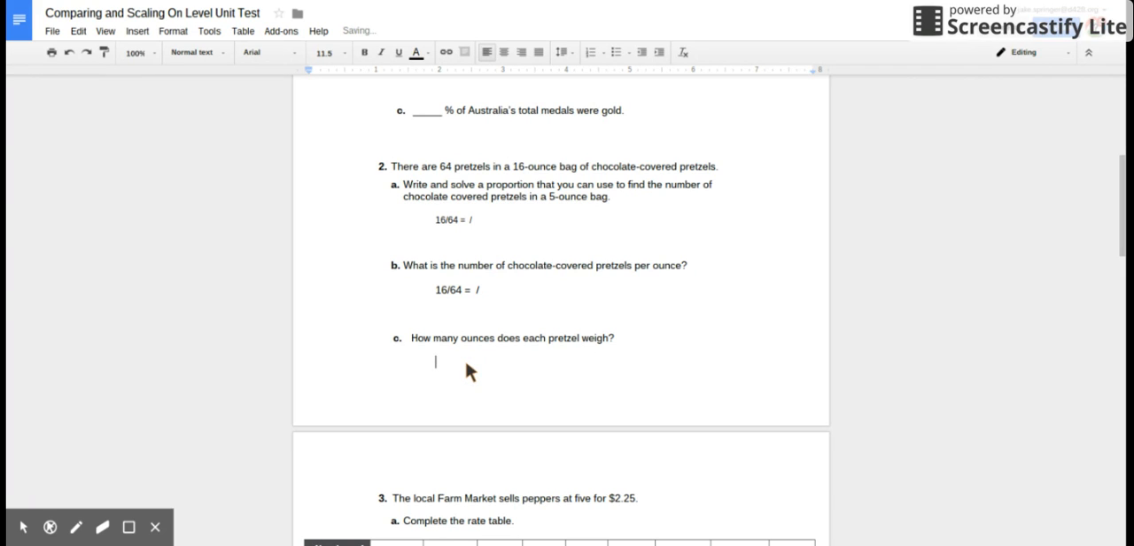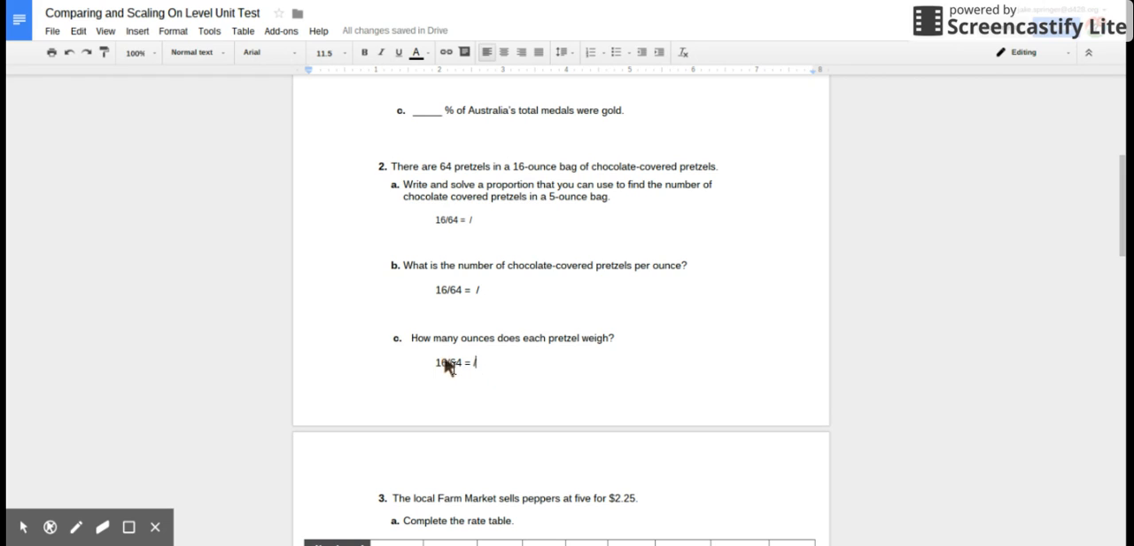Question C is a very similar answer. You can set it up the exact same way, but now they're not asking for how many pretzels can be served for 1 ounce. Now they're asking how many ounces does 1 pretzel weigh. So you're going to use a similar strategy, but you're going to need to decide where that 1 is going to go and where that variable is going to go for you to solve.